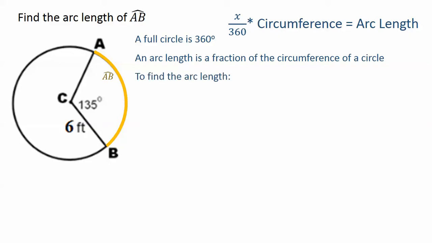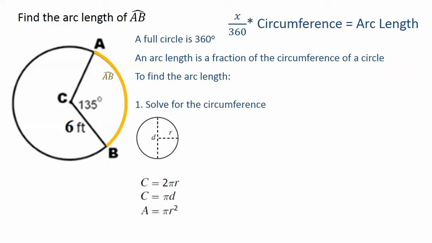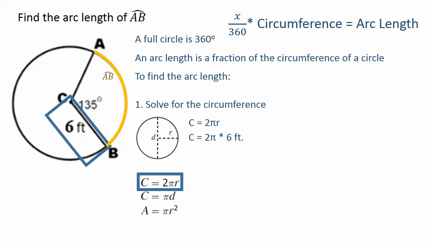To find the arc length, first we'll solve for the circumference. Thinking back to topic 2, I know that I'm going to need either a radius or diameter to find my circumference, and because I'm given a radius, I'll solve using the radius. My circumference is 2 times pi times r. Because my radius is 6, my circumference is 2 times pi times 6 feet. Simplifying, I find that my circumference is 12 pi feet. I'm going to leave the pi there for now. I'll simplify later.